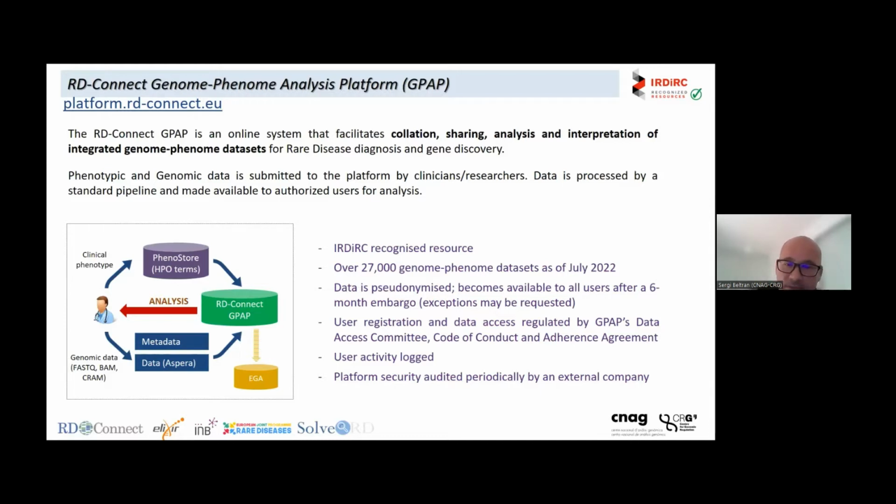The data in the system is pseudonymized. It becomes available to all users after a 6-month embargo. So any user in the system at some point will have access to the data submitted by the other users. And this is what we are trying to promote, this data sharing, so that we can increase these sample sizes. The user registration is regulated by a data access committee, and we have a code of conduct and an adherence agreement that everyone needs to sign before joining the platform. The activity of the users is logged, and we also perform security audits periodically from an external company.